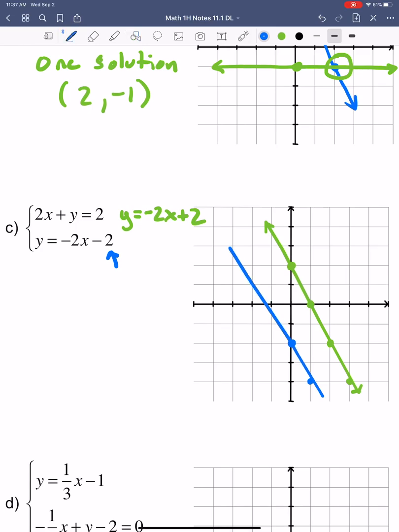And we can see what's happening here is that these two lines are not going to intersect. And so these are going to be parallel lines. I know it looks a little bit like they are, but that's just because of my drawing there. These are not going to intersect. And the way that we would know that is because they have the same slope.